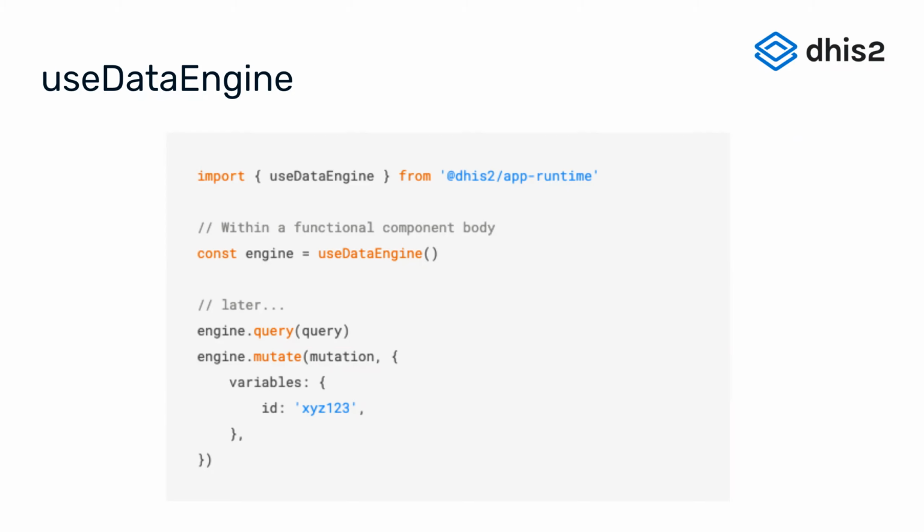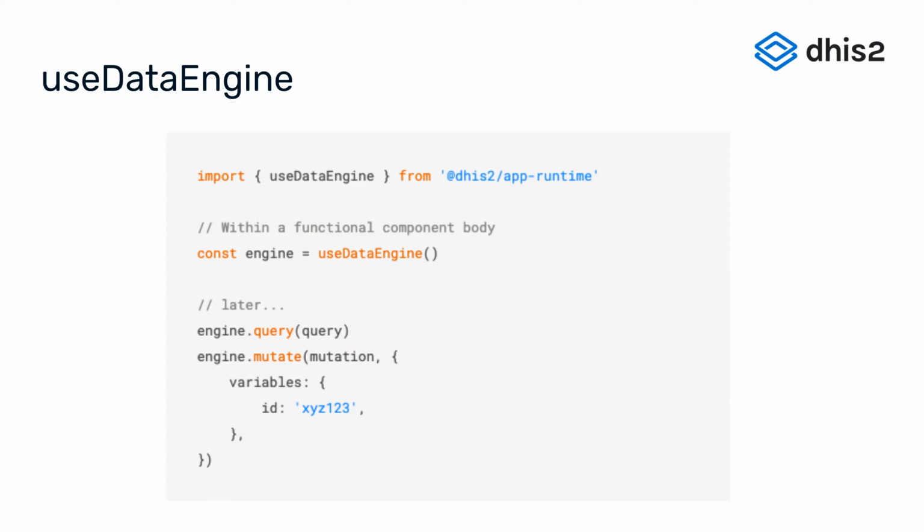The data engine is basically underneath all of the hooks and the components that you can use to fetch data from the DHIS2 API. It is a class or an object called the data engine. You can access it with a hook called use data engine, and that will give you the instance of that data engine, and it has two methods that we care about. Those methods are query and mutate.